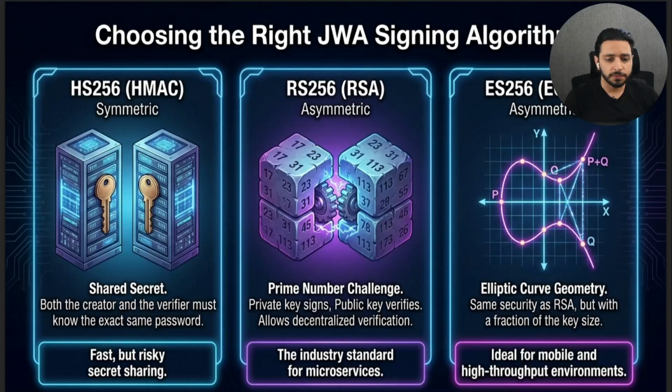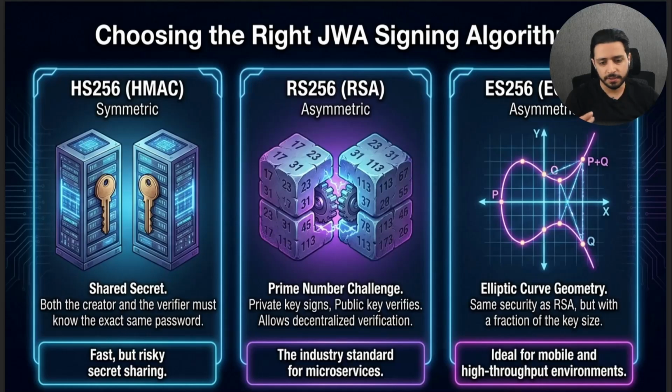RSA, used in RS256, is a bit more advanced. This is based on the fact that it is very easy for a computer to multiply two giant prime numbers together, but it is incredibly difficult and slow for a computer to do the opposite, taking a massive number and figuring out which two prime numbers created it. This difficulty is what allows you to have a public key for verifying and a private key for signing.